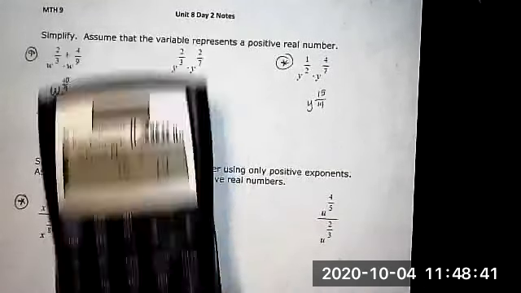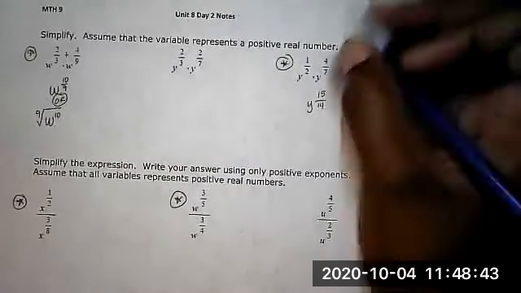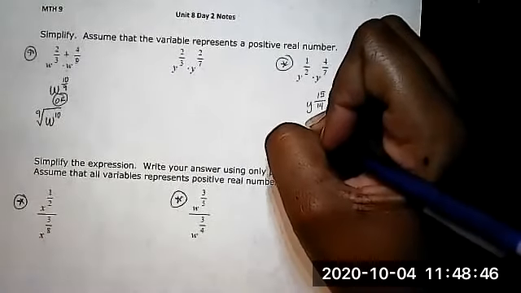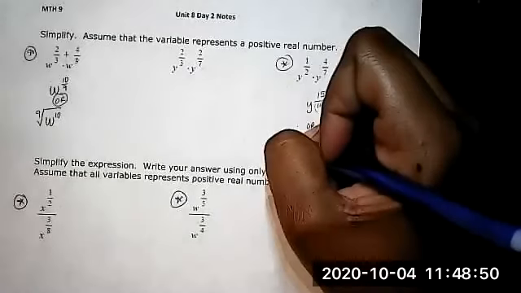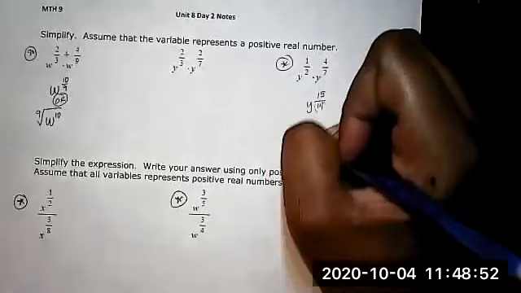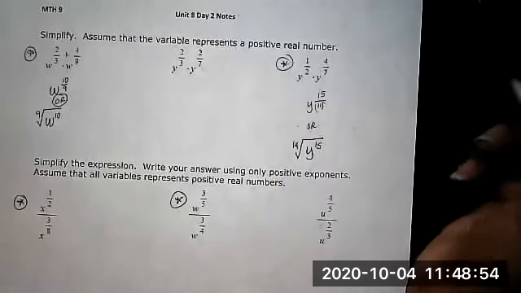All right. So our answer there, if you wanted to put it in where it looks like a radical, this will be your 14th root of y to the 15th. That would be your answer there.